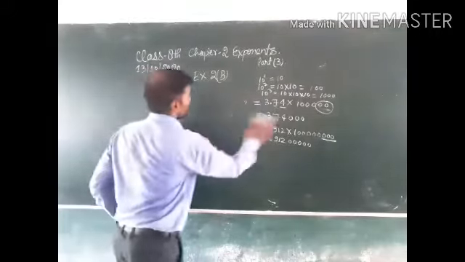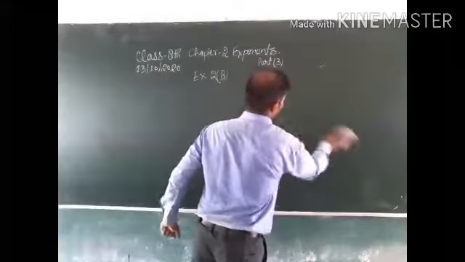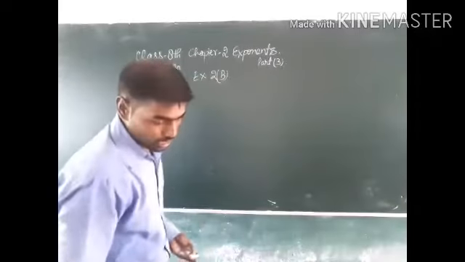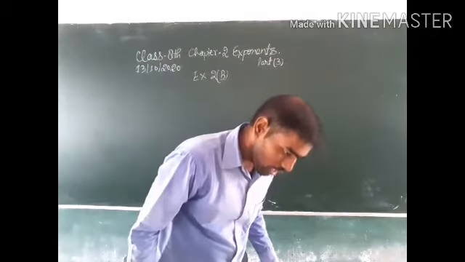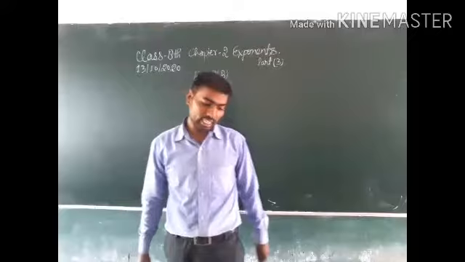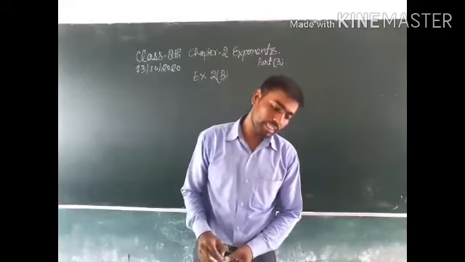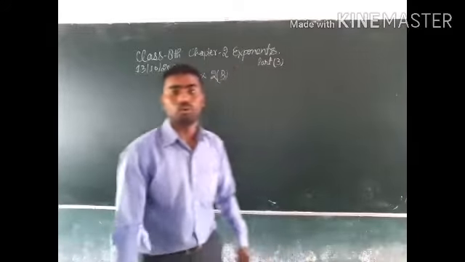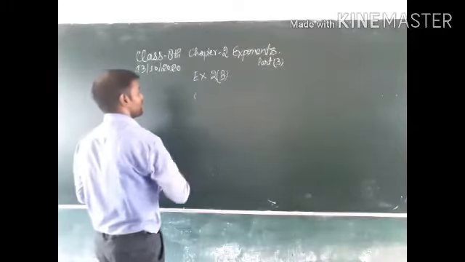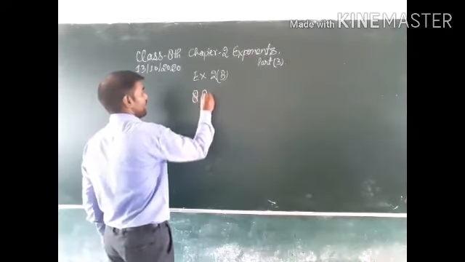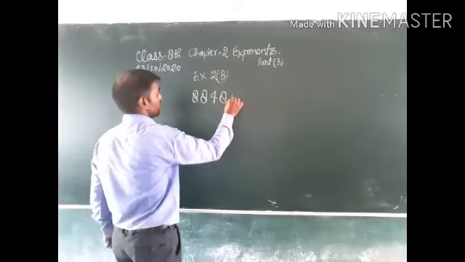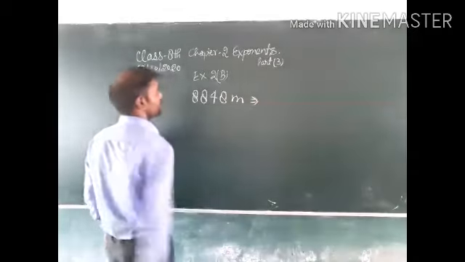Now we proceed to question number 3. The height of Mount Everest is 8,848 meters. Write it in standard form. What is the height of Mount Everest? It is 8,848 meters. Write it into standard form.